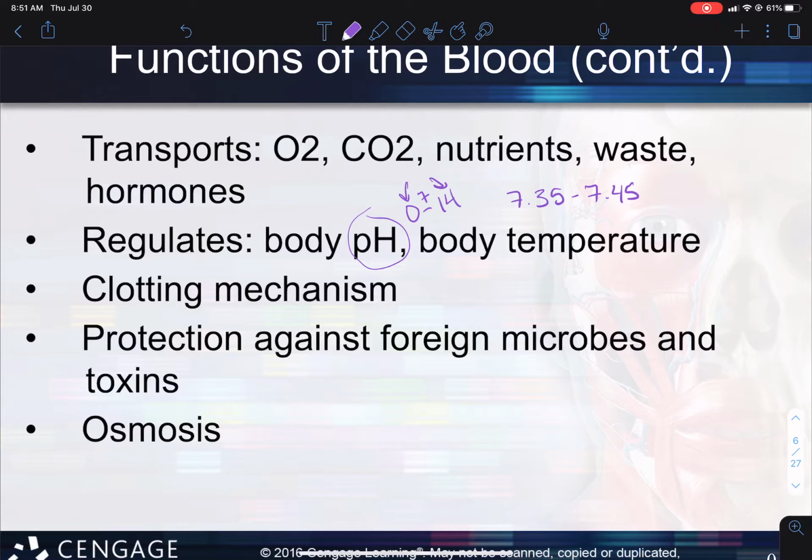So when we talk about osmosis, we're just talking about the movement of water, but understand that water is also going to contain other nutrients within it. That's why we really care about osmosis: because of what else is actually traveling in the water as well.